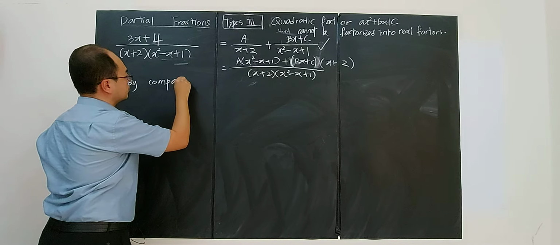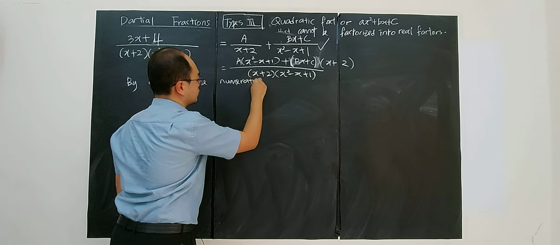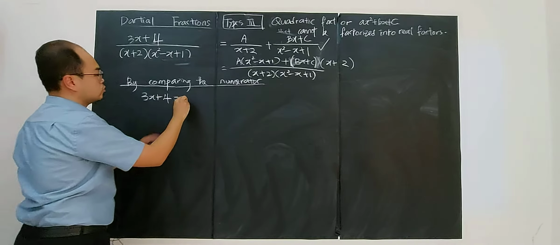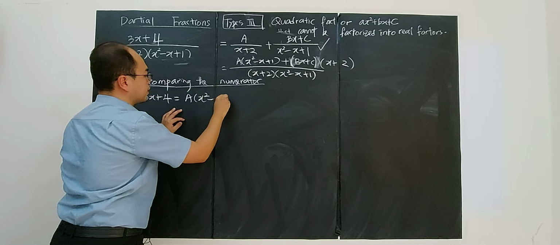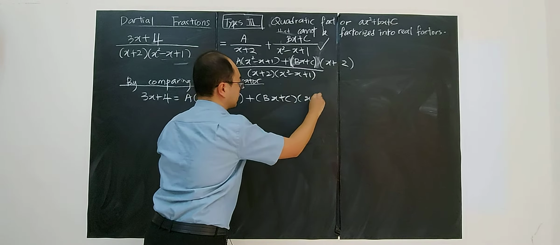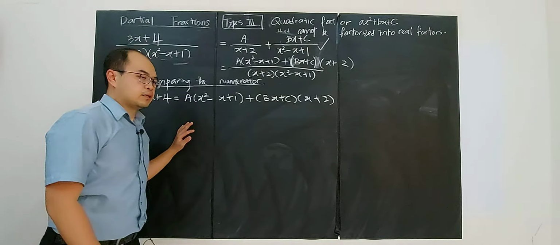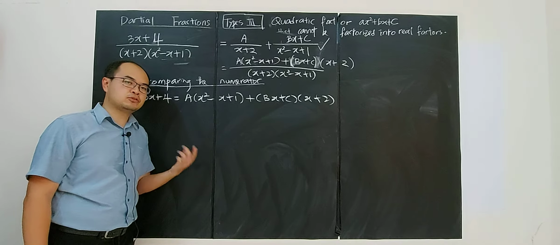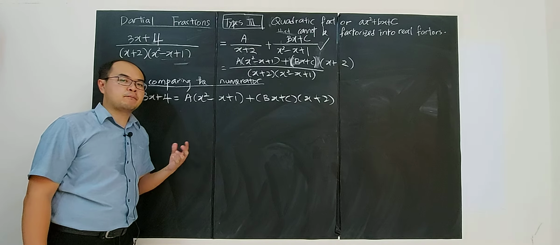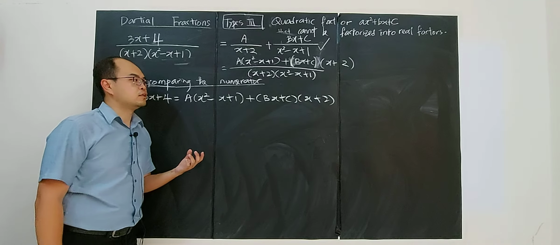By comparing the numerator, it means that 3x plus 4 will be equal to a times x squared minus x plus 1, plus bx plus c times x plus 2. Here I'm going to introduce another method. You can learn the method by substitution, or you can compare coefficients. I haven't taught comparing coefficients in the previous two videos, so in this video I introduce another method so that you have variety.